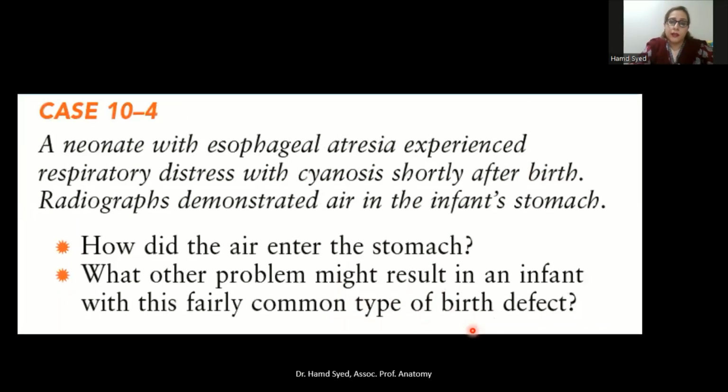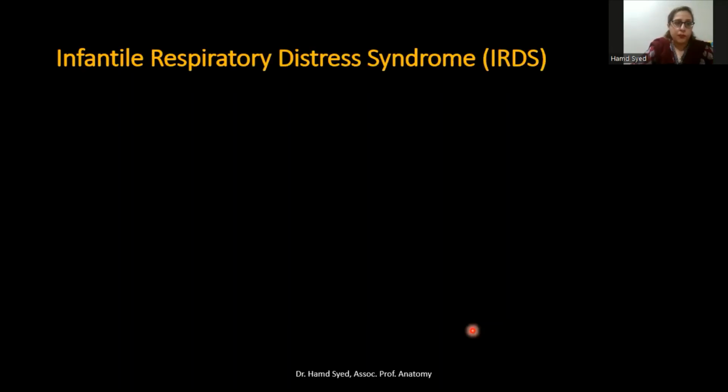And similarly, here is another scenario in which a neonate with esophageal atresia experienced respiratory distress with cyanosis shortly after birth. The radiographs demonstrated air in the infant's stomach. So how did the air enter the stomach? We also talked about this: there's a tracheoesophageal fistula, so the air has entered through that fistula into the stomach. And the other problem which might result in an infant with this fairly common type of birth defect, like I told you, is pneumonitis. Lung infections can occur, right?